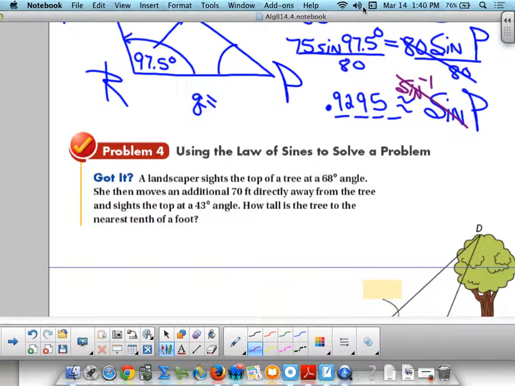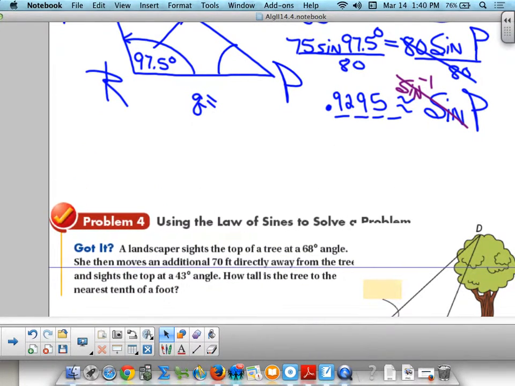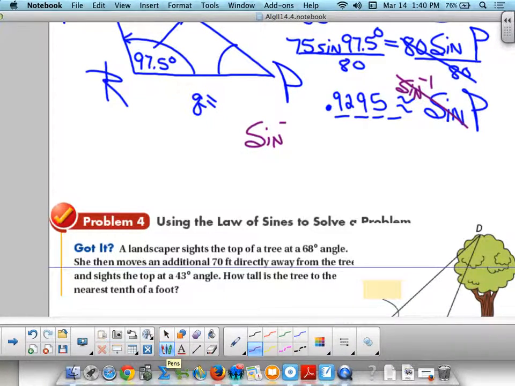So then you have to take the inverse sine. Okay, here we go. Inverse sine of what? 0.9295 equals 68.36, angle P.